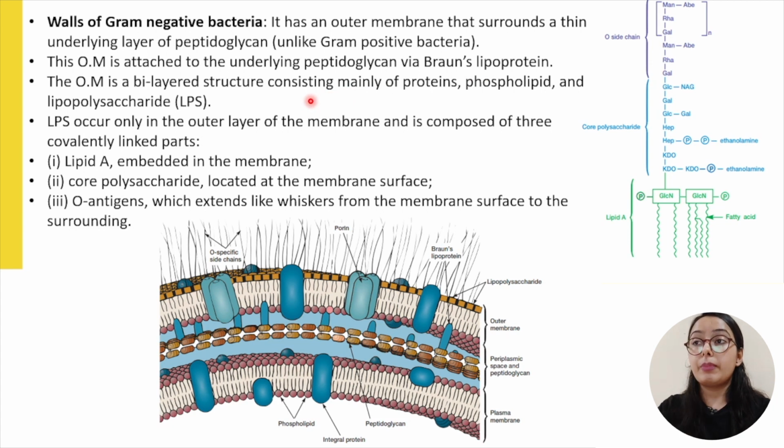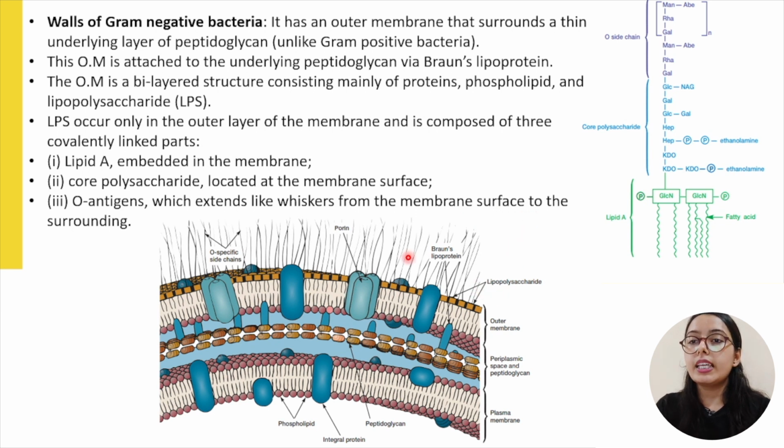Just like the plasma membrane, the outer membrane is also a bilayer structure that consists mainly of proteins, lipids and lipopolysaccharides. The most important component of this outer membrane is lipopolysaccharide, which generally consists of 3 different parts. The first part is lipid A, which is embedded in the membrane. The next part is the core polysaccharide, located at the membrane surface, and the third part is the O antigen, which extends like whiskers from the membrane surface to the surroundings.